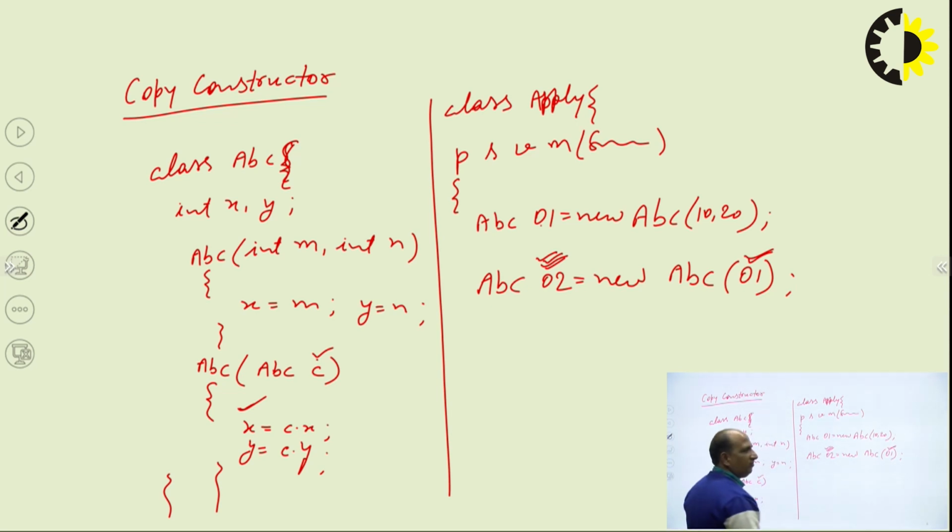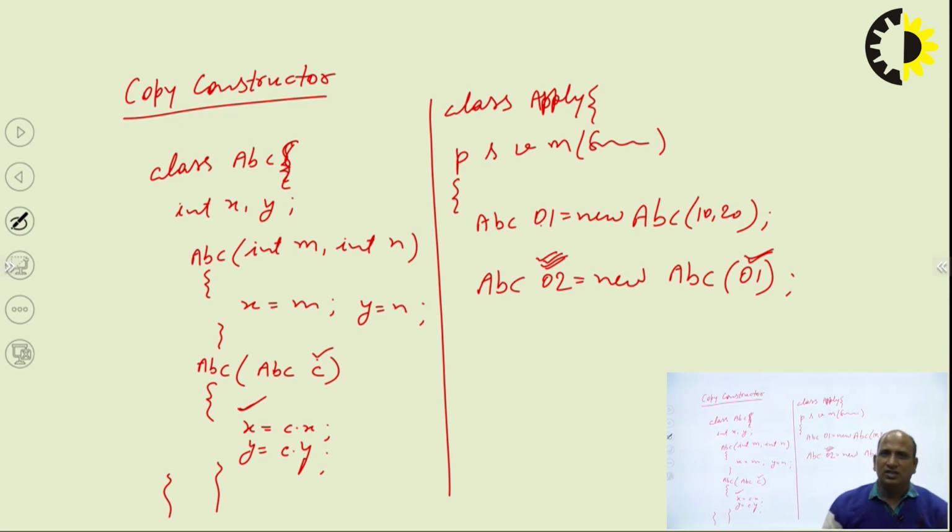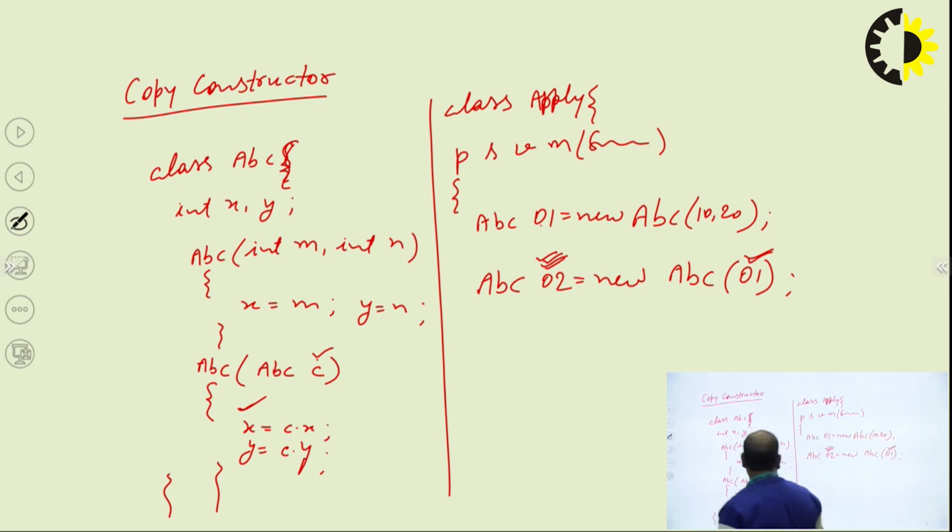Similarly for the y value. So if we want to copy the variables associated with the objects, then we can use this copy constructor. I hope you all understand what the constructor is. Now let's move to another concept, what the static keyword is. I hope you all understand it, and we will continue this concept in the coming lecture.